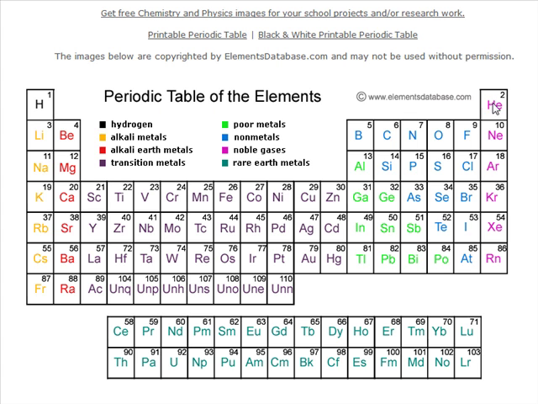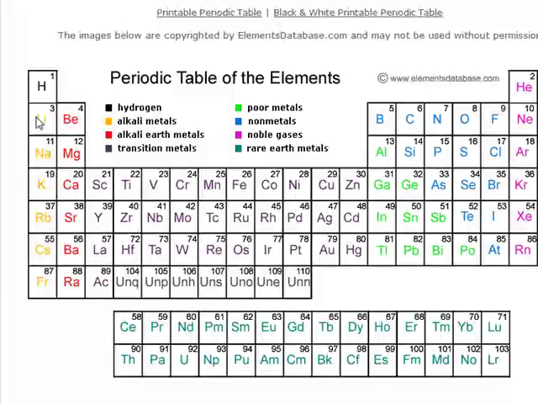The horizontal rows are called periods. The period can help tell you how many electron orbitals there's going to be. Everything in the first period has 1, everything in the second period has 2, and that trend continues as you go down.